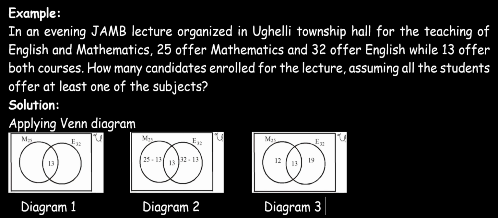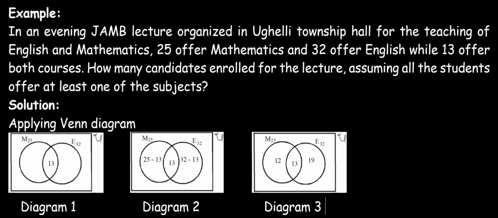Then next, you start subtracting, which is diagram 2, subtracting the 13 from math and subtracting the 13 from English. And that now gives you the third diagram, where you now have the number of those offering math alone to be 12, and the number offering English alone to be 19. Actually, this is done for illustration purposes. Otherwise, the last diagram, which is diagram 3, is okay. But note that as a student, if you drew all this out, you will not be penalized. They are meant for proper understanding of what we're doing.